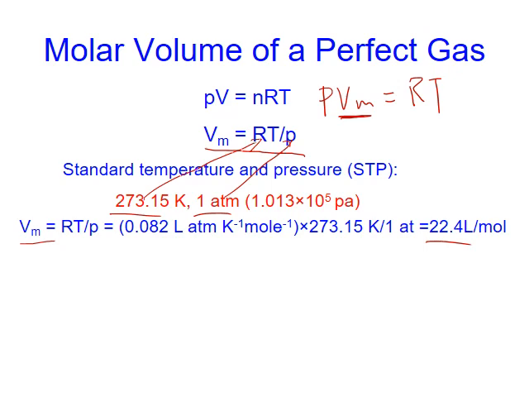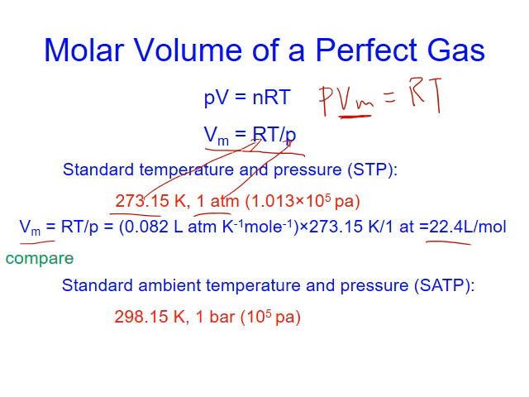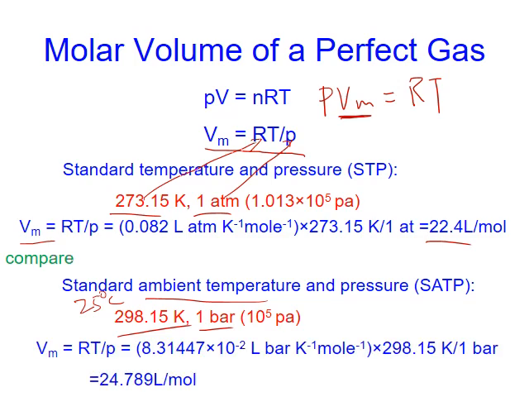There's another closely related temperature and pressure called the standard ambient temperature and pressure. Ambient temperature means 25 Celsius, and that is 298.15 Kelvin, and the pressure instead of 1 atmosphere is 1 bar. So if we plug in those numbers, the molar volume becomes 24.8 liter.